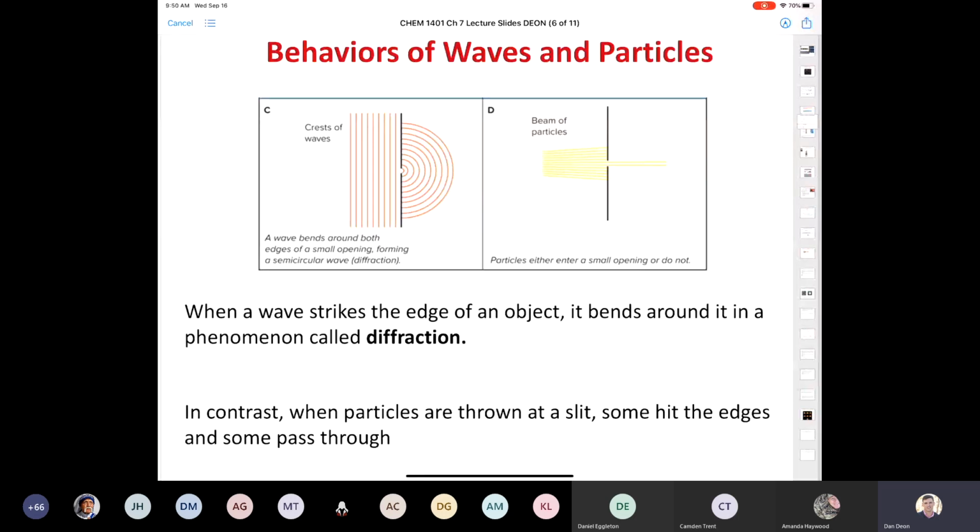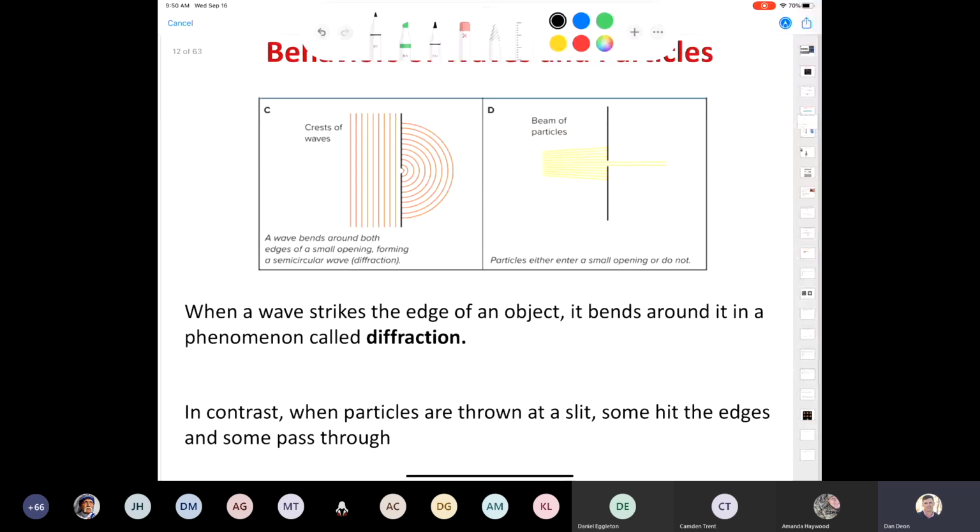So it says here that when a wave strikes the edge of an object, it bends around it in a phenomenon called diffraction. So if you have a bunch of waves here in the diagram, and they're all heading towards this slit that's shown right here, it says the wave bends around both edges of the small opening, which I call the slit, forming semicircular waves, and that's called diffraction, right? It's bending around the edge of an object.